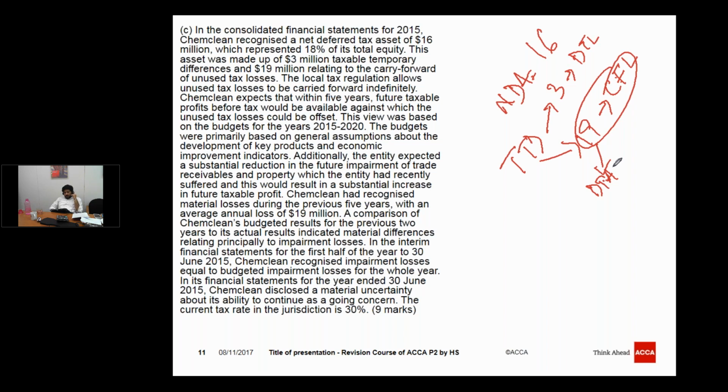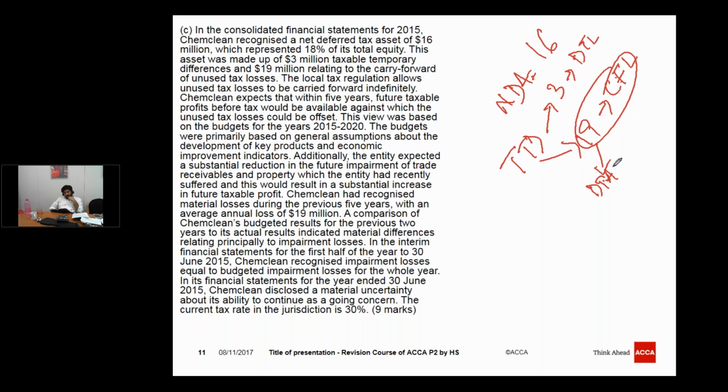The local tax regulations allow unused tax losses to be carried forward indefinitely. ChemClean expects that within 5 years, future taxable profits before tax would be available against which the unused tax losses could be offset. So the management of the company is claiming that there will be future taxable profits against which we can recognize and adjust the unused tax losses. This view was based on the budget for 2015 to 2020. This is the future next years' budget.